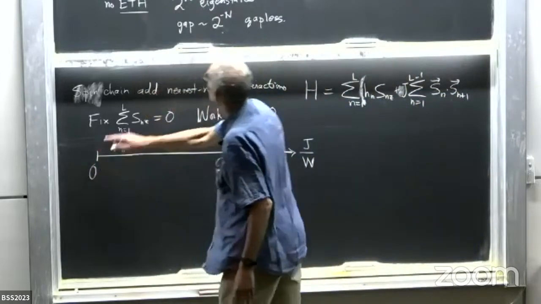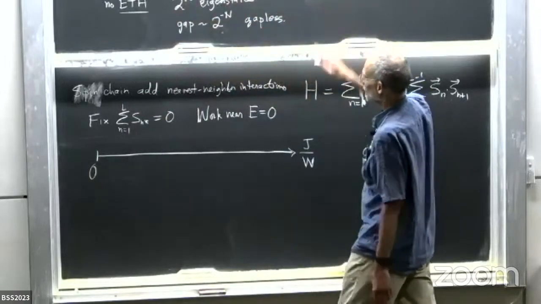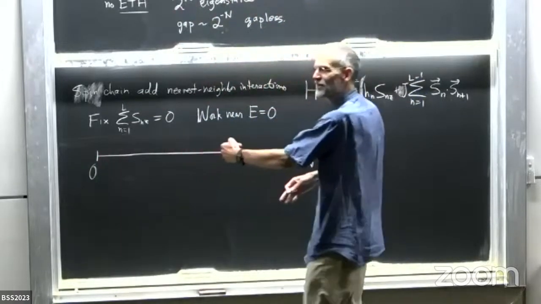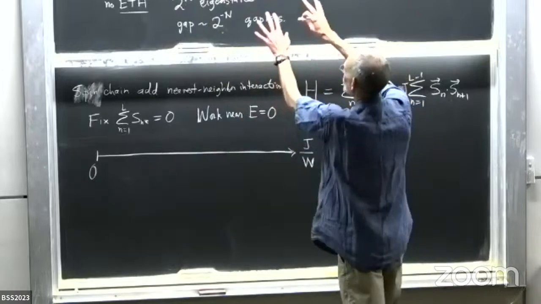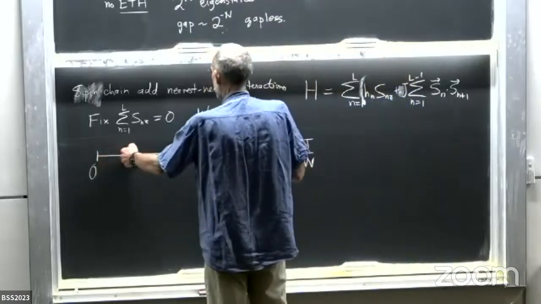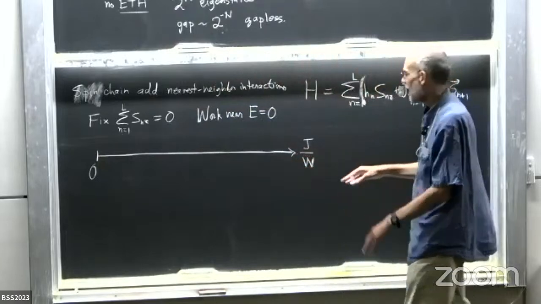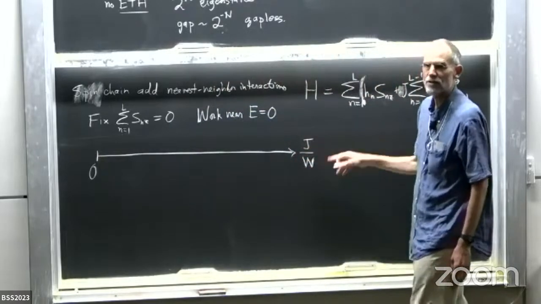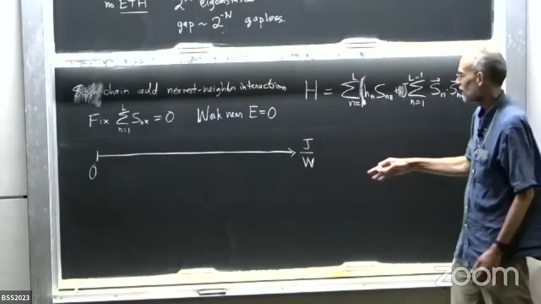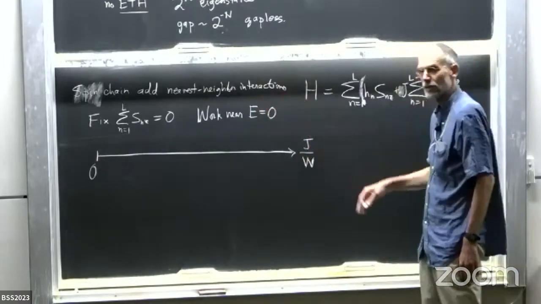So we're going to start with this model. It's trivial. We're going to add some interaction. When is it stable? And as we add the interactions, when does it thermalize? And the parameter is still rather small, so it's nicer to display it this way.